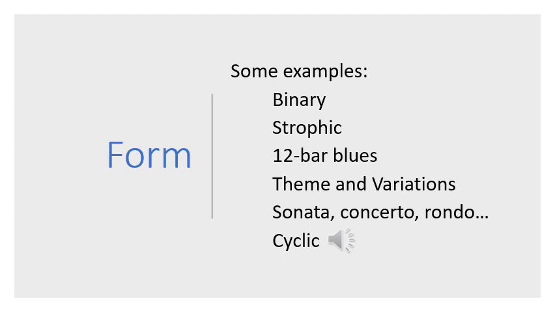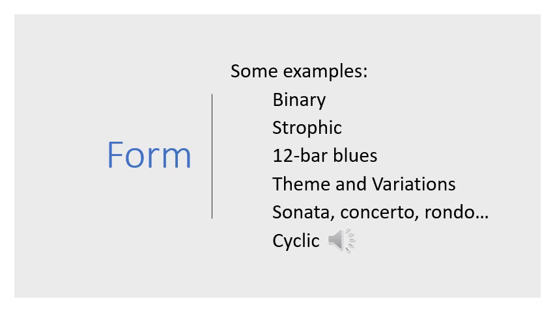There's the idea of a theme and variations. Form really is this huge concept that we can talk about, and there's lots of examples of form. So there's a sonata form, there's a concerto form, a rondo form, etc. These are all, I'm glossing over a huge amount of information here. I'm going to give you one example of a cyclic form, which may be less familiar to you as music students in the West.